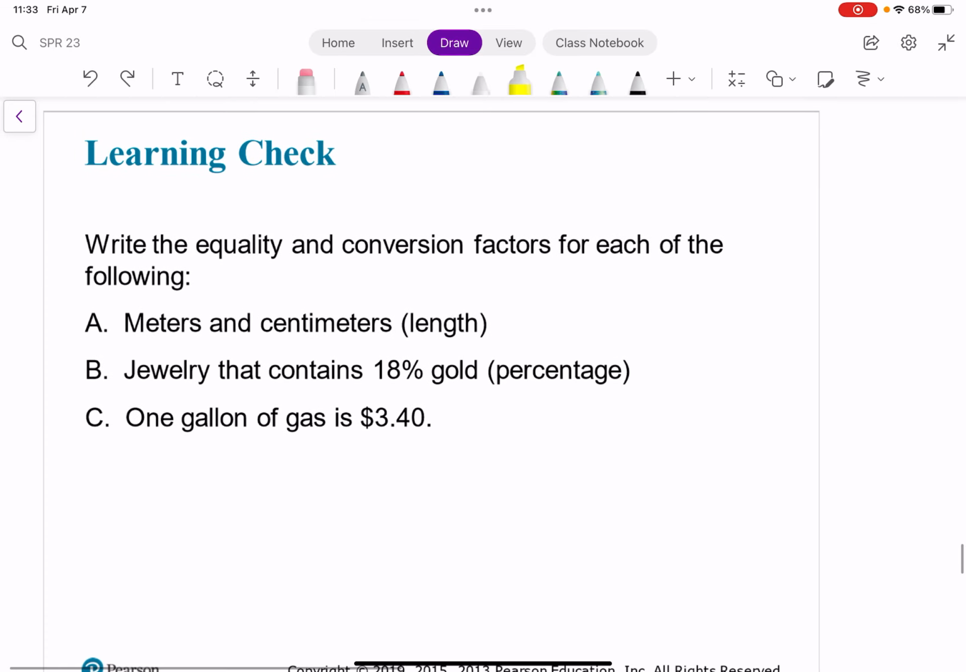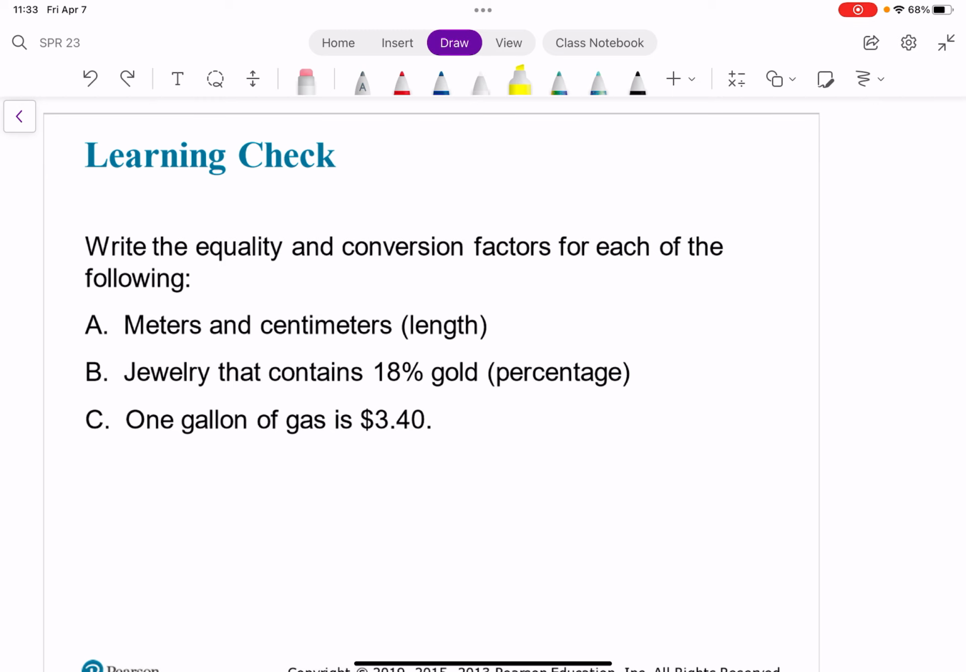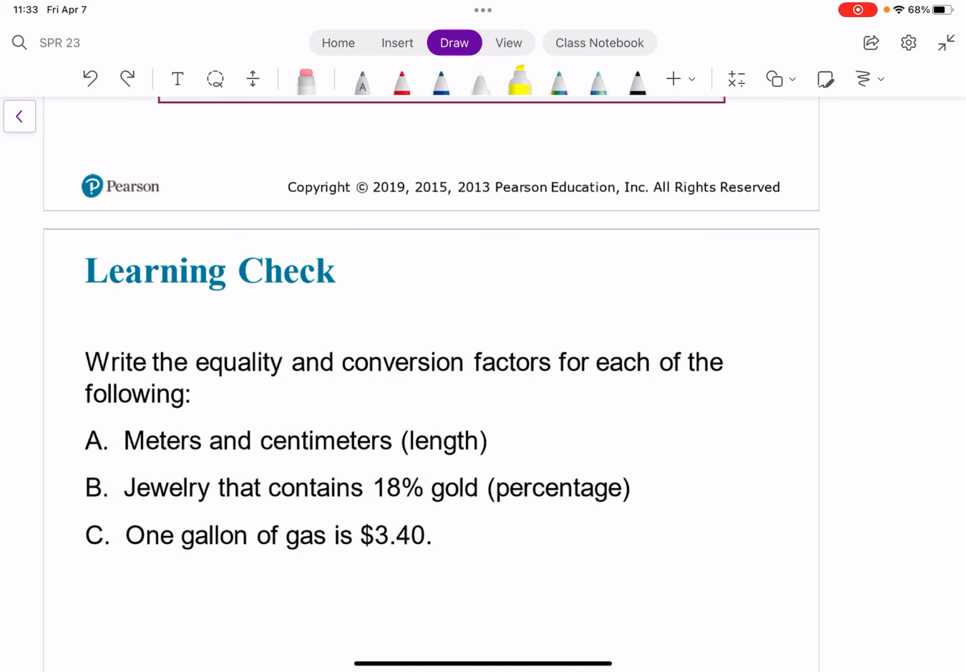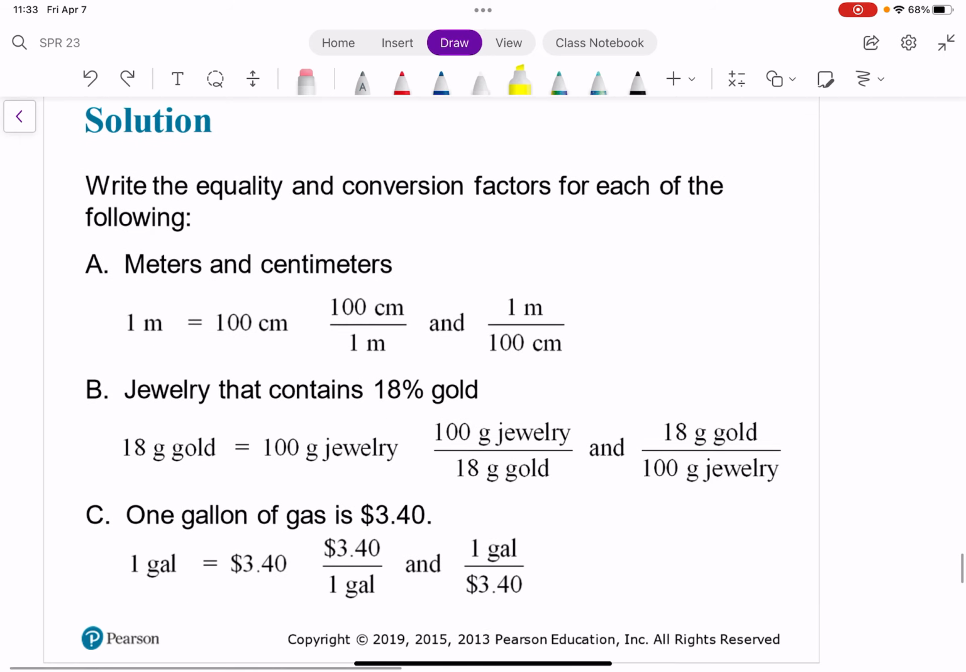All right, let's see. Learning check. Write the equality and conversion factors for each of the following: meters and centimeters, jewelry that contains 18% gold, and this one's a little bit of a tricky one, but I would encourage you to think of mass. So how many grams of gold? And then 1 gallon of gas is $3.40.